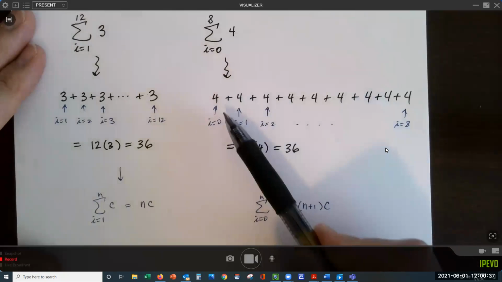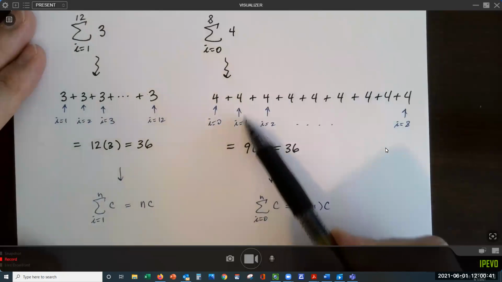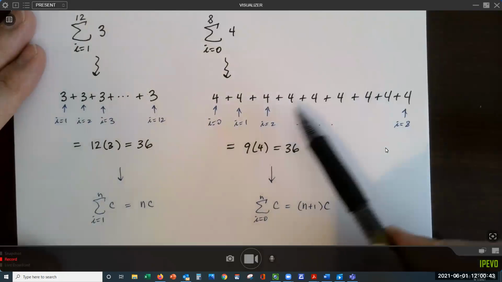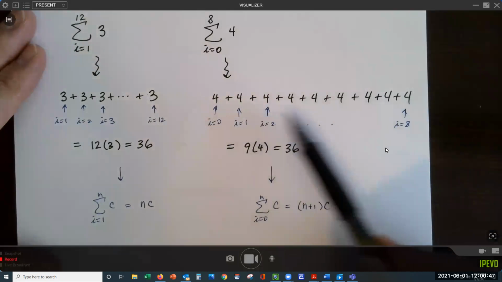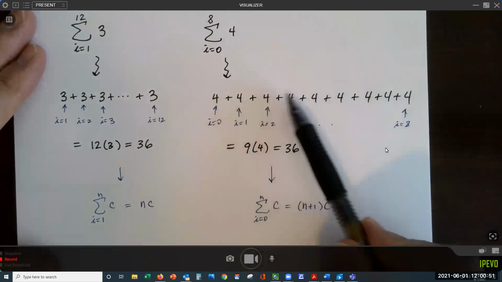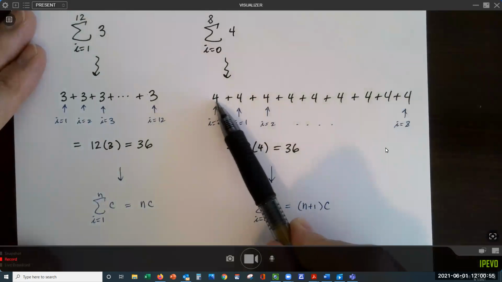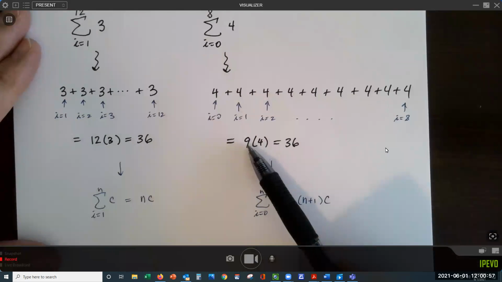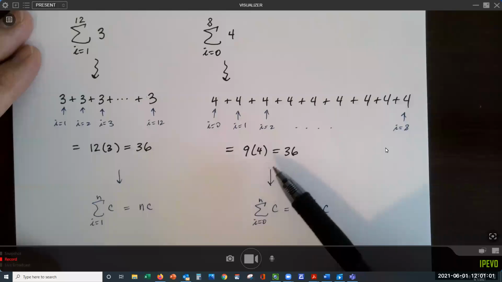In this case, when i is, what's 1 more than 0? Well, 1. So when i is 1, we get 4. When i is 2, I get 4, and so on, all the way until i is 8. Now, how many 4s do I have here? I don't have 8 of them, because I've got 1 more than 8. I got 1, 2, 3, 4, 5, 6, 7, 8, and then i equals 0 is the 9th one. So it's 9 times 4 because I started at 0.